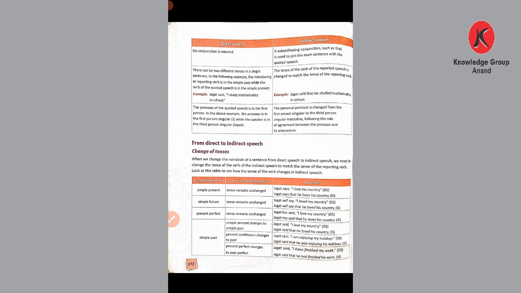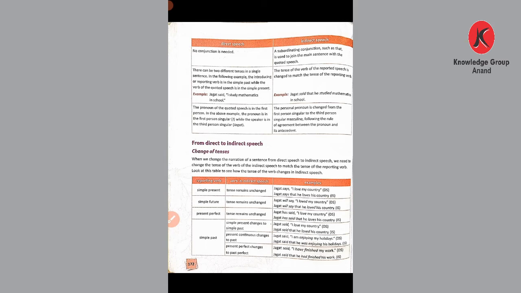Rule number 5: there can be two different tenses in a single sentence. In the following example, the introducing verb is in the simple past while the verb of the quoted speech is in the simple present tense. So Jagat said is in past tense, but I study is in the simple present tense. The tense of the verb of the reported speech is changed to match the tense of the reporting verb. So Jagat said that he studied. The sentence changed into past tense.